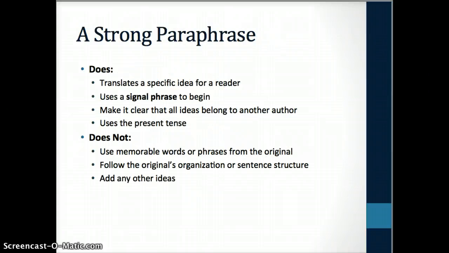So a strong paraphrase does a few things. It translates a specific idea for a reader. It uses a signal phrase to begin. It makes it clear that all the ideas in the paraphrase belong to another author. And it uses the present tense, the same as a summary. A paraphrase does not use memorable words or phrases from the original. If wording is that memorable that you cannot change it, you should probably be quoting. A paraphrase does not follow the original's organization or sentence structure.